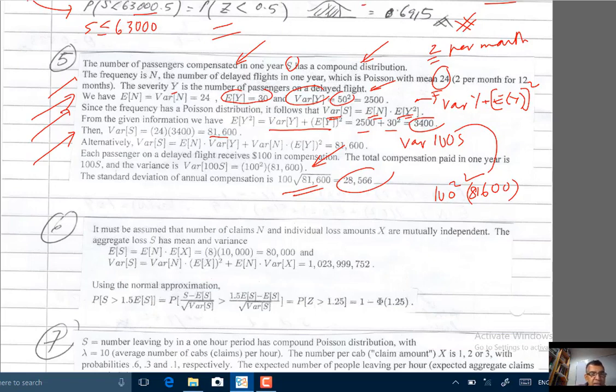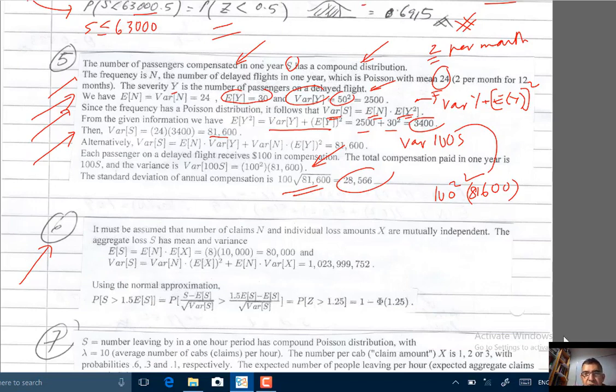Okay, let's look at question number 6. Let me find it. Okay, I got it. You're given the number of claims with mean 8 and standard deviation 3, and individual losses with mean 10,000 and standard deviation 3937. Use a normal approximation to determine the probability that the aggregate loss will exceed 150% of the expected loss.